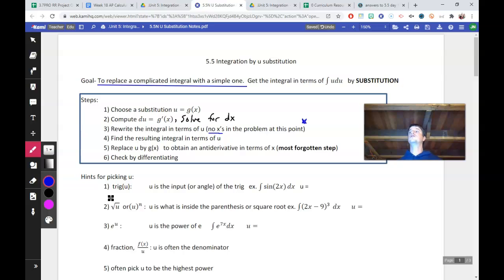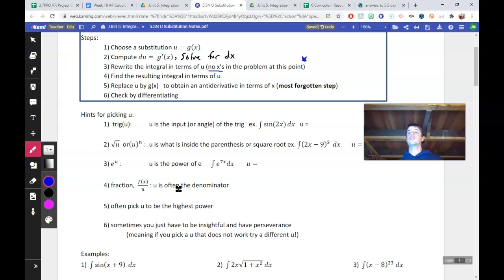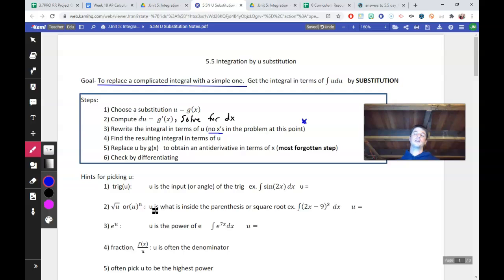So if you do have any x's, that's where you'll have to pick a different u and try a different u. So notice down here, it says you have to be insightful and have perseverance. That's because if you pick a u that doesn't work, sometimes you'll need to pick a different u, and that's where you see this on step 3, okay? So if it turns out that you do have x's left over, go back and try a different u, okay? Then you'll integrate the resulting integral, hopefully in terms of something that you can do.